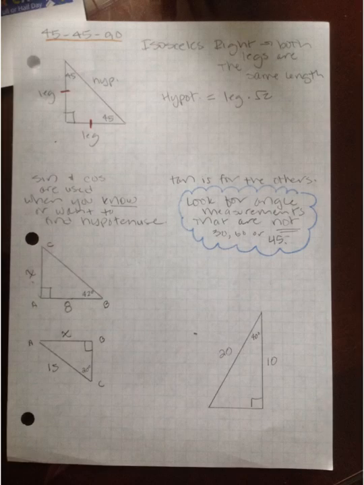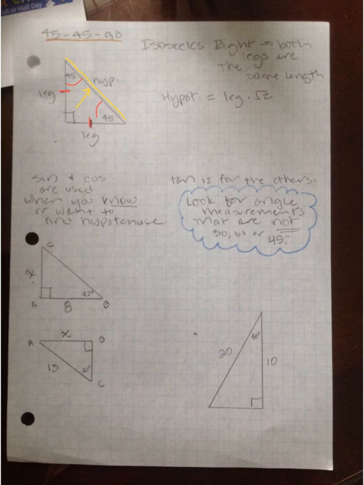This is the 45, 45, 90. This is an isosceles right triangle. Both the legs are the same length. These tick marks here will tell you that they are the same lengths. But even if those tick marks aren't there, because these angles are both 45 degrees, they tell you that the legs opposite those angles must be the same. And the hypotenuse, of course, is the longest side opposite the right angle. There's only one formula for this. It's hypotenuse equals leg times radical 2.